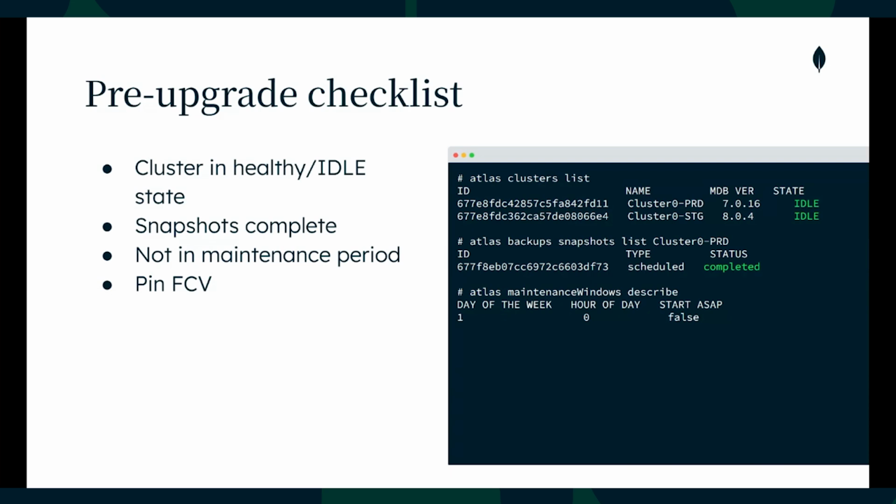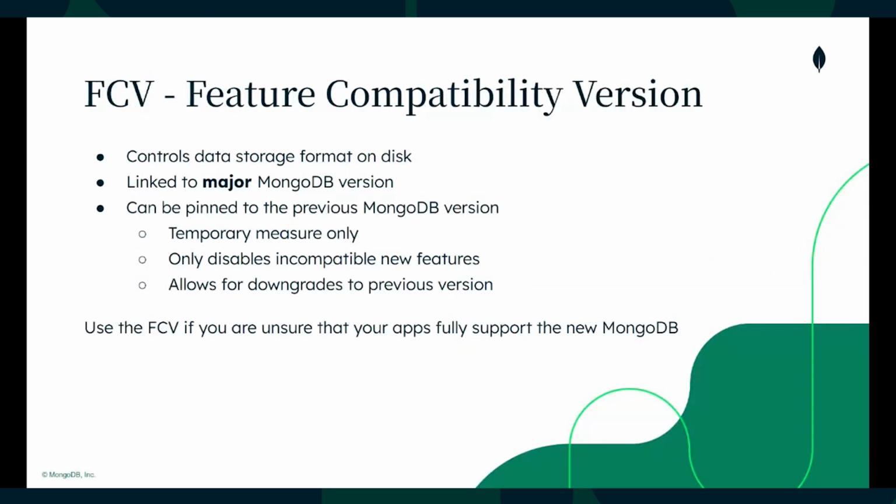Now, I can schedule these maintenance windows as I like. Atlas will use these windows to perform critical updates to the underlying operating system or to install new patch versions of MongoDB. And then lastly, I'm going to make sure that I am pinning the FCV, and let's have a look at what that means. FCV stands for Feature Compatibility Version.